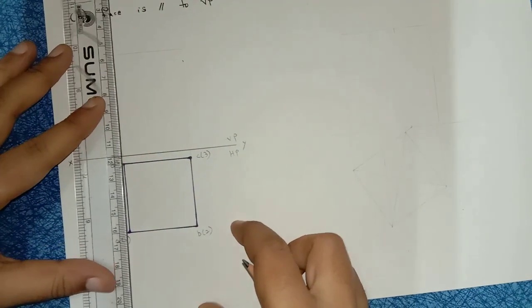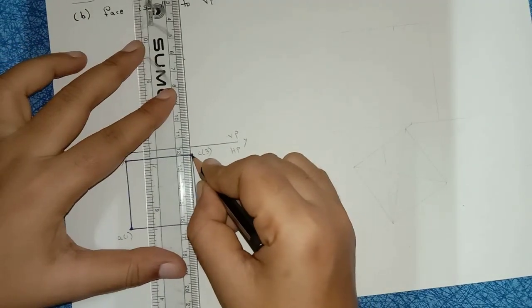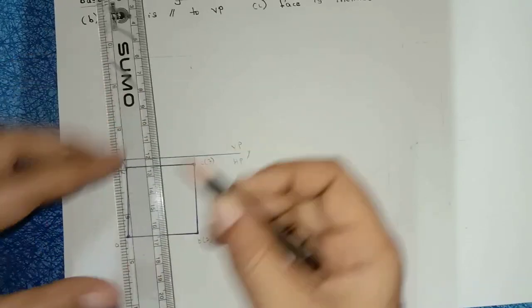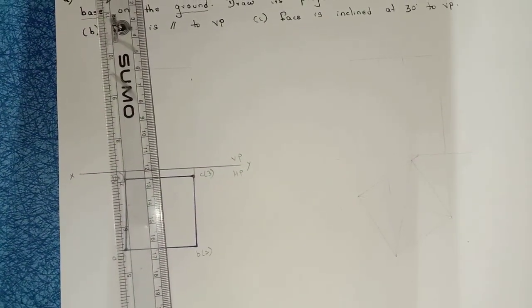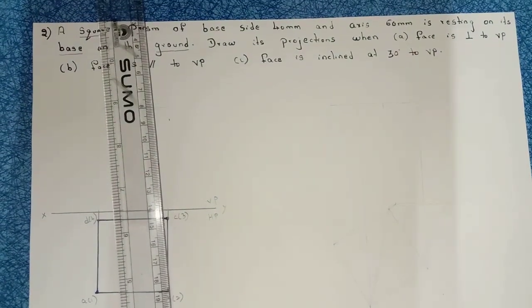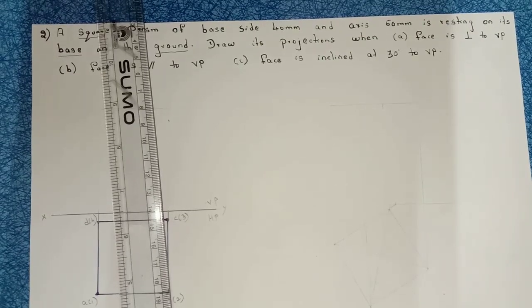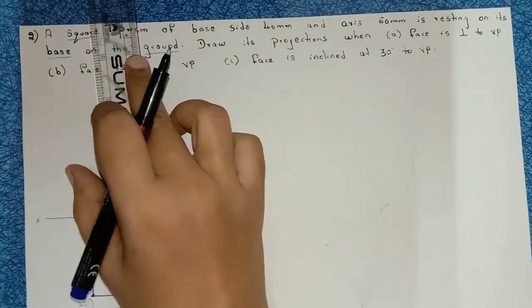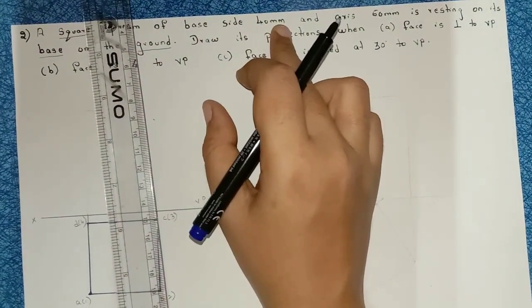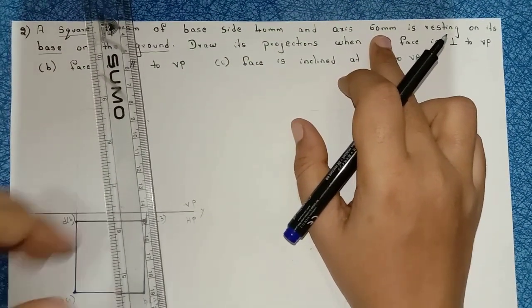From every corner of the square, A to D, project this line till this reference line. B to C, project this line till this reference line, right? Now axis height is 60 mm. In the previous problem we constructed a cube. Length, breadth, height all are equal, but here in the square all the lengths are equal, 40 mm. Here they mention axis height 60 mm.